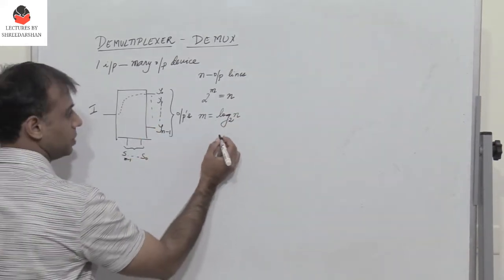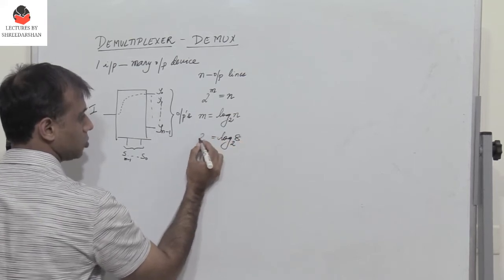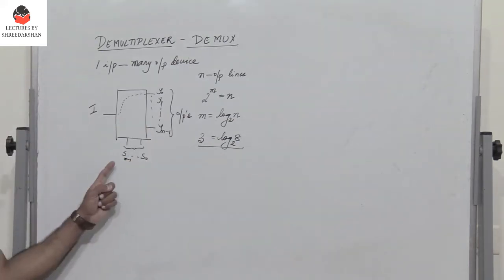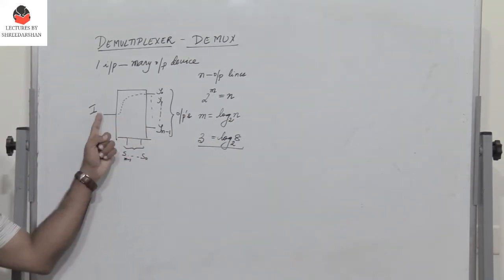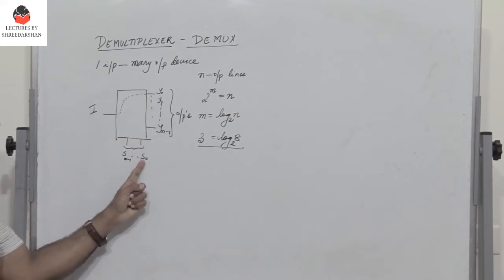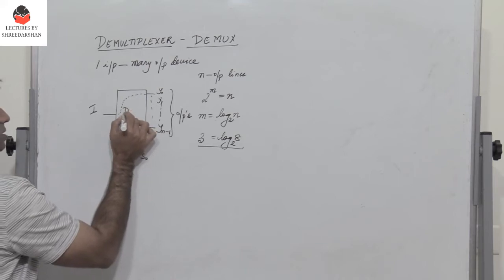As an example, if there are 8 outputs, the number of select lines would be equal to 3. If the select line is 0, 0, 0, the input is connected to the first output. If it is 0, 0, 1, the input is connected to the second output and so on. So this is how a demultiplexer works.